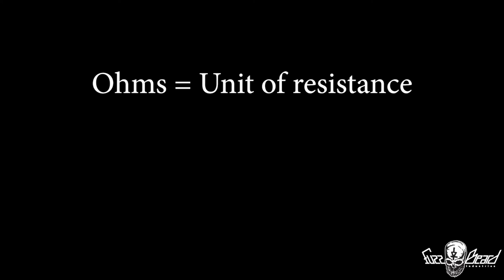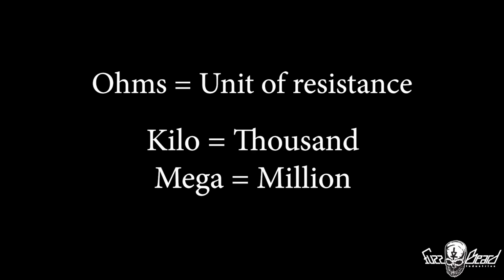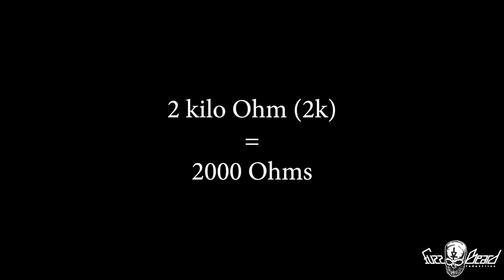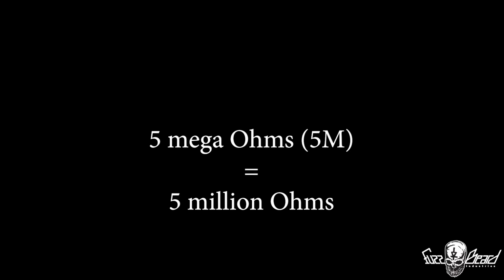The unit of resistance, ohms, can also be prefixed with kilo and mega for larger values in the thousands or millions respectively. So if you hear somebody talking about a 2 kilo ohm resistor, then you know they're talking about a resistance of 2000 ohms. Likewise, if you hear 5 mega ohms, then that means 5 million ohms.